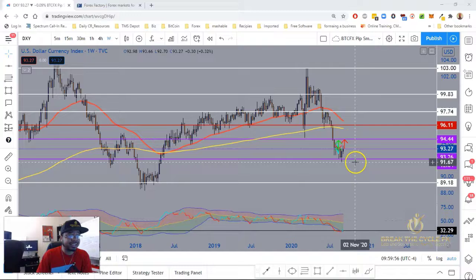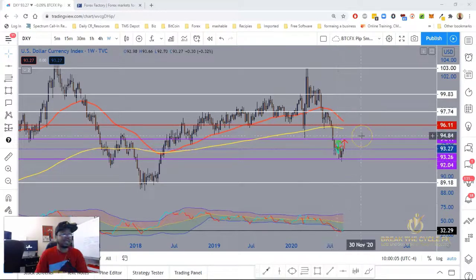These are the areas that I look to take trades off of pullbacks or reversals, okay? A lot of people wait for the 50. I like a deeper pullback, okay? That's where I like to live.